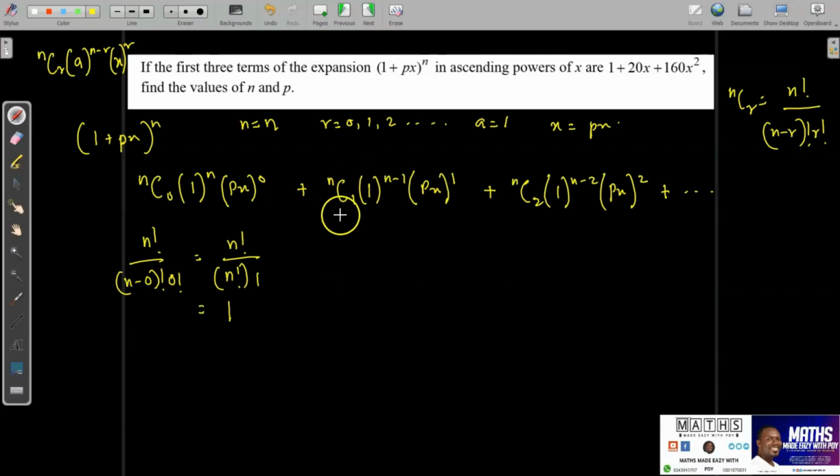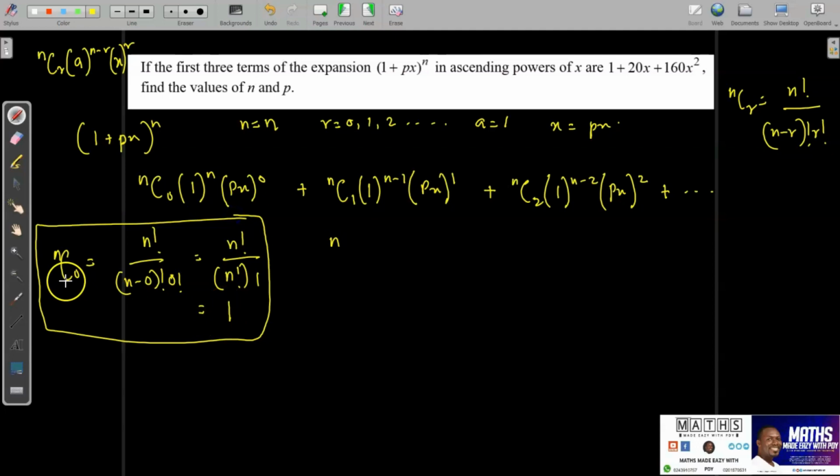Okay, next. We'll be simplifying n combination 1. This is representing n combination 0. Take note of that. And the answer for n combination 0 is 1. Let's go to n combination 1. N combination 1 ideally is n factorial over n minus 1 all factorial and 1 factorial. Are you with me? Yes, sir. Good. But 1 factorial is the same as what number?